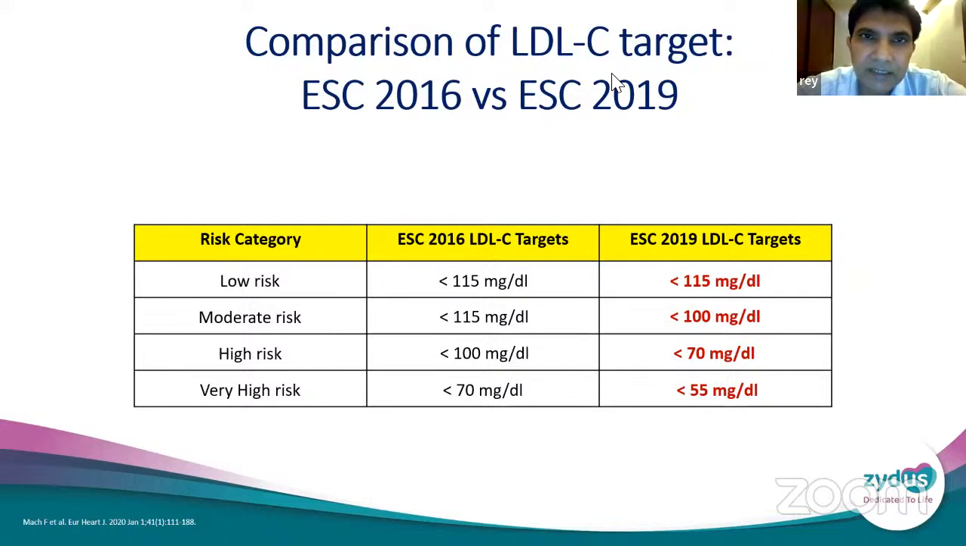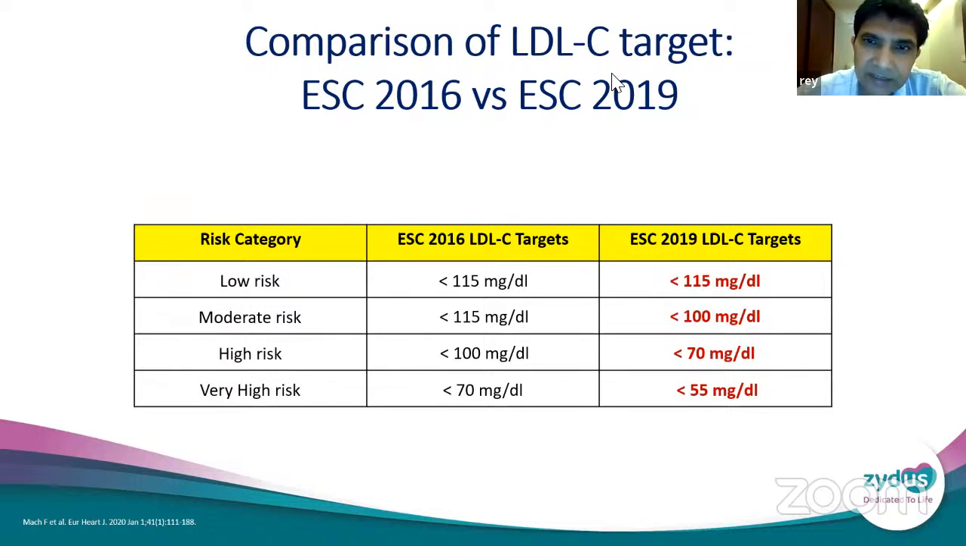So when we compare the 2016 ESC guidelines with the 2019, the LDL target is decreasing in the high risk categories, because the number of risk factors increases in this group. In the low risk group, it is less than 115 in 2016 and also in 2019, the same.